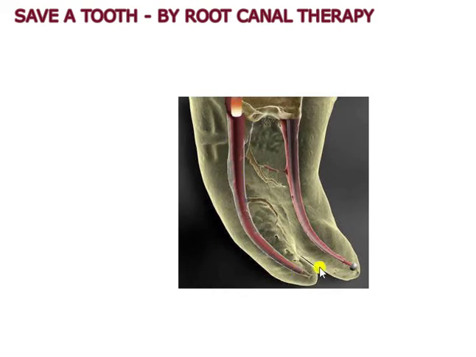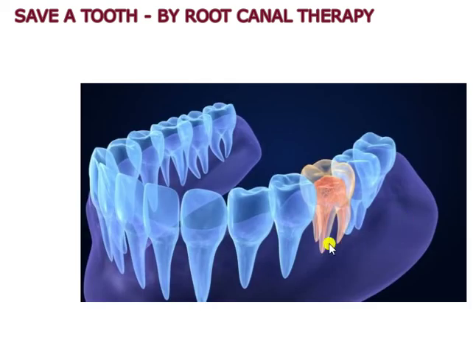You can see the pink color one which is filling the root canals which were earlier filled with the nerve fibers and blood vessels in the form of the pulp. So in the space of the pulp, this filling material is going to stay in the root canals. So this is sealing the root from the bottom as well as from the top. And this procedure will help the tooth to stay in the arch.